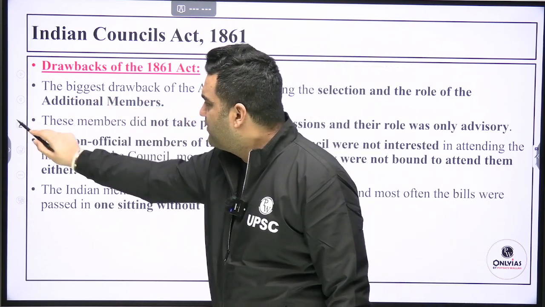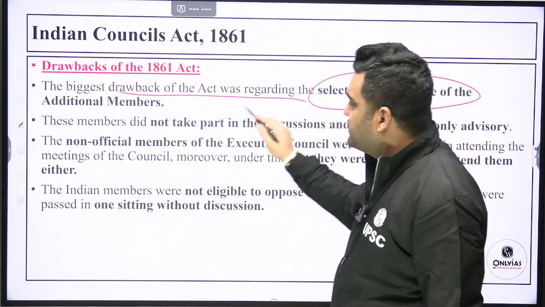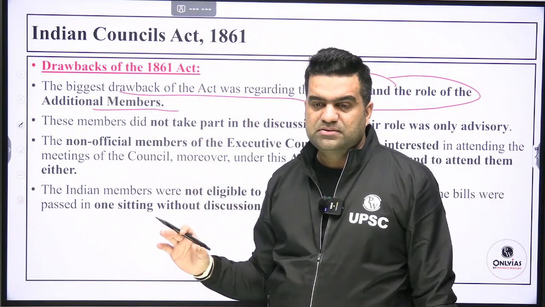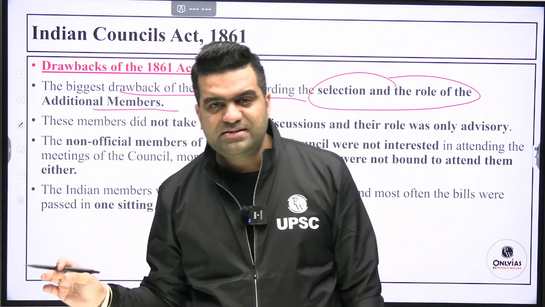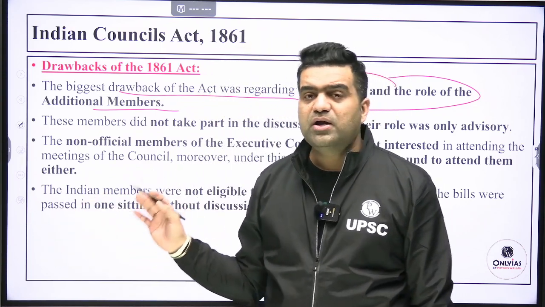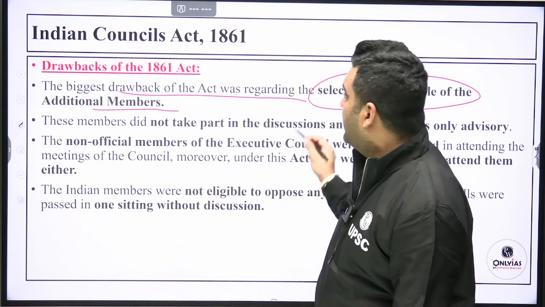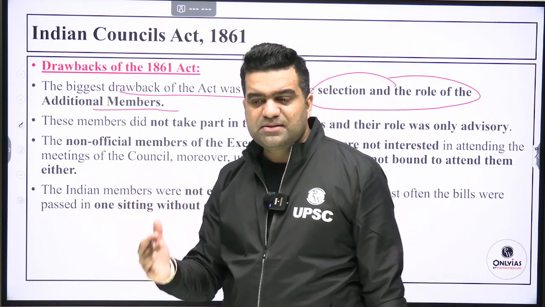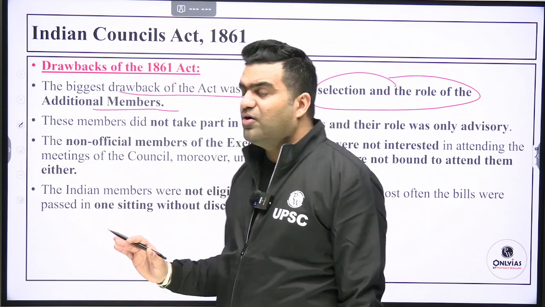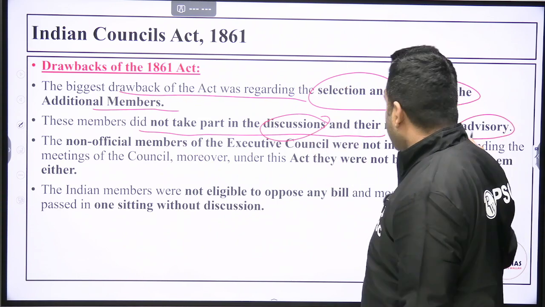The biggest drawback of this act was regarding the selection and the role of additional members. What will be the selection criteria of Indians? Will it be mere sycophancy or mere loyalty to the British Parliament, British rule, or will it be something concrete like their knowledge, their qualification, etc.? Okay, and what will be their role? Would they be just sitting as decorations or would they be actually contributing? Would their advice be considered or not? These members did not take part in the discussions and their role was only advisory.